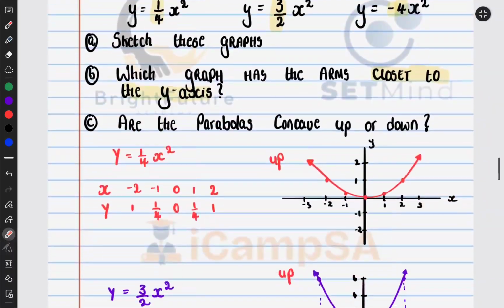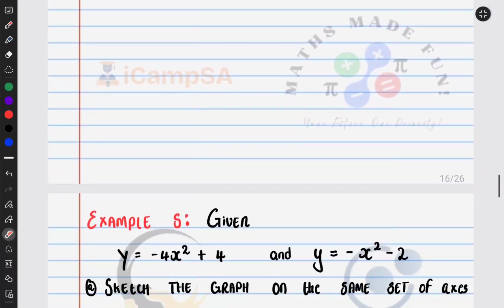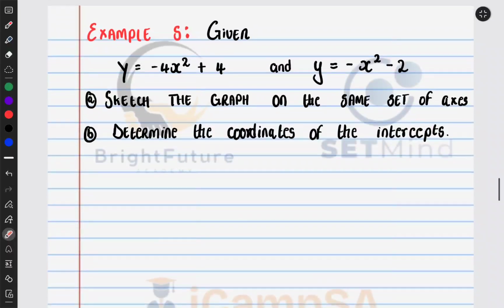Okay, and then next we have example number 5. We are given those 2 graphs, and we are asked to sketch the graph on the same set of axes. And then for B, we are asked to determine the coordinates of the intercept, for these two graphs.